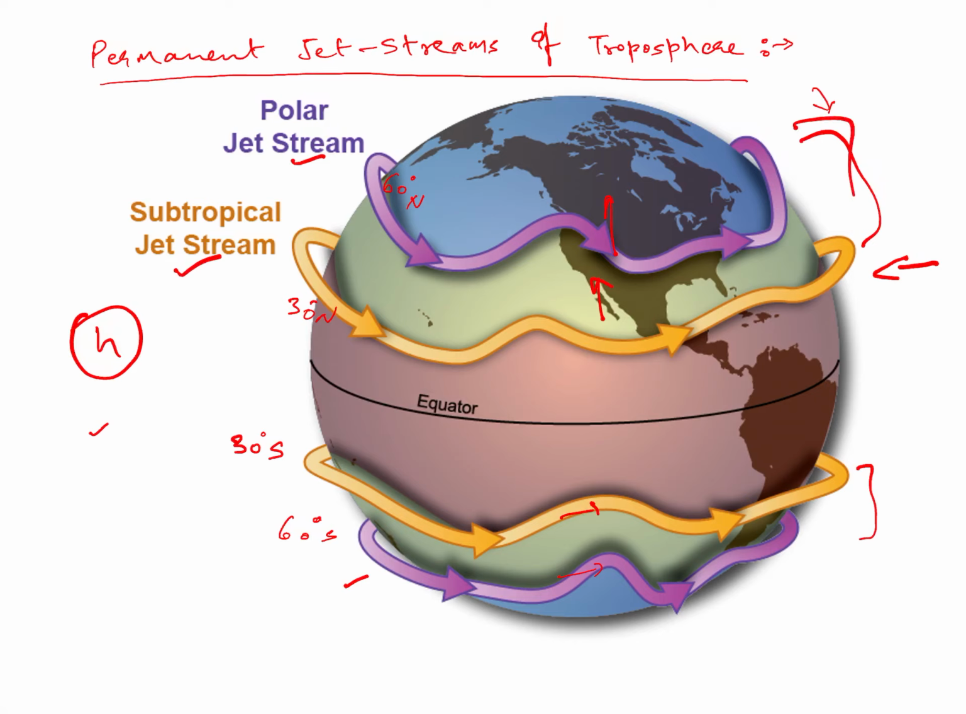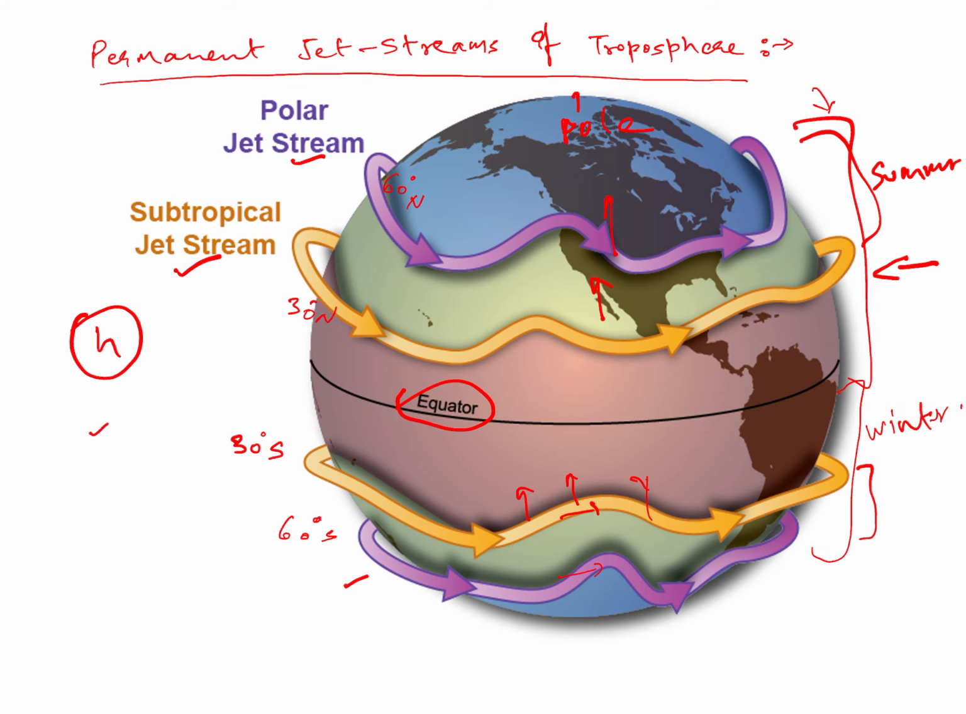Suppose sunlight is here, so this hemisphere is having summer and this hemisphere is having winter. As a result of the summer, the jet streams shift towards the pole. Due to winter, they shift towards the equator. This is the only shifting of the permanent jet streams in the troposphere that you can observe.